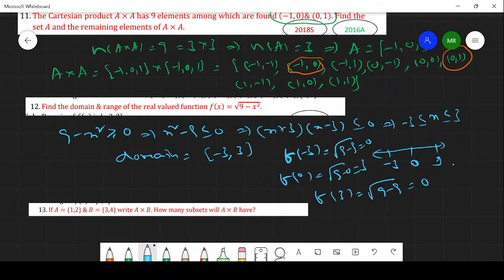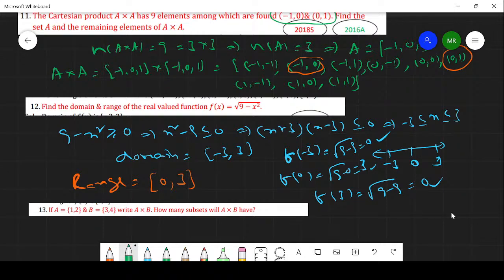At minus 3 and 3 we got 0, at f of 0 we got 3. So this function always lies between 0 and 3. You see, in the beginning at minus 3 we got 0, at 3 we got 0, at 0 we got 3. So maximum value 3, minimum value 0. I can write now the range is equal to the closed interval 0 comma 3. Domain is minus 3 comma 3, range is equal to closed interval 0 comma 3, we can write.